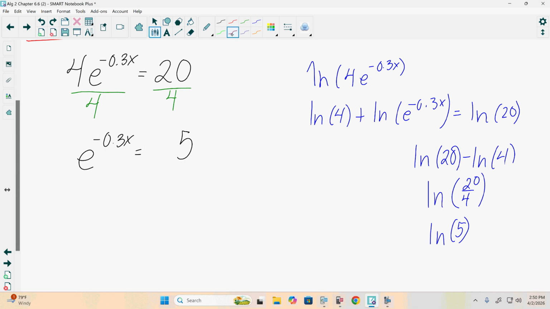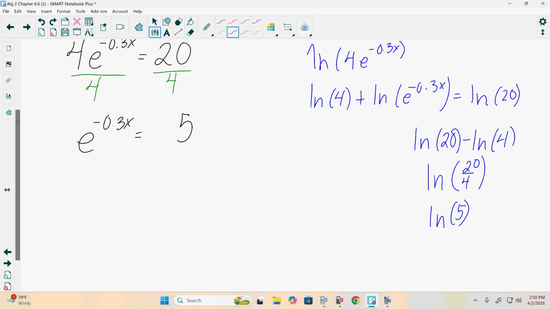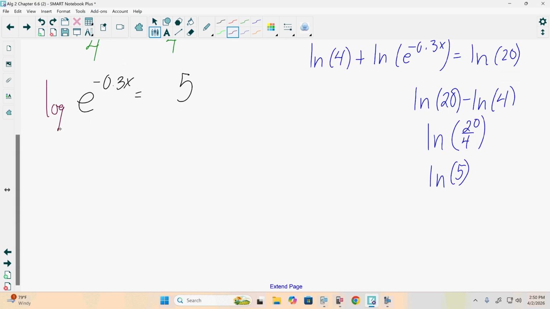Let's look over here. Do I have one term on either side now? So we want to apply a logarithm, and because the base is e, technically we could say log base e. We don't normally. We just say natural log. We're applying natural log to both sides.